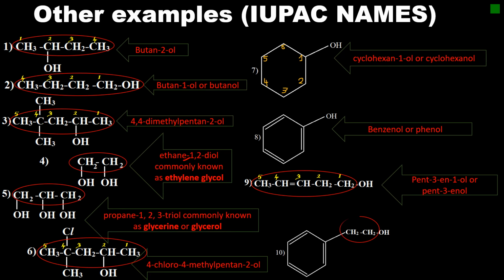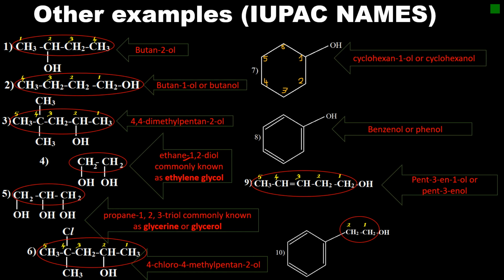Number 10, it is an aromatic molecule but which is not a phenol. Why is it not a phenol? It is because OH is not attached directly to the benzene ring. There is a CH2 between OH and the benzene ring. That's why this is going to be named differently from number 8.